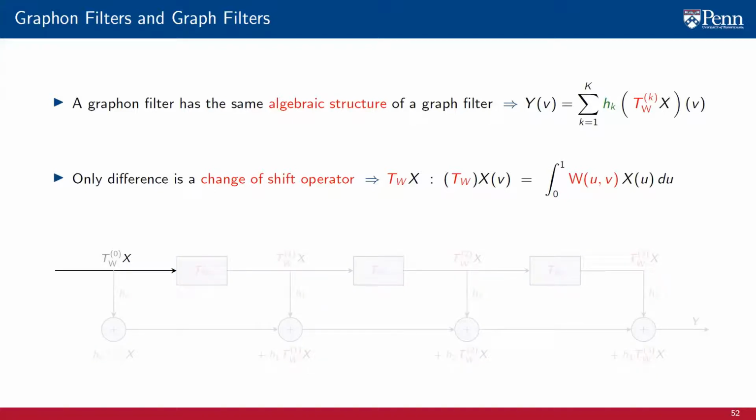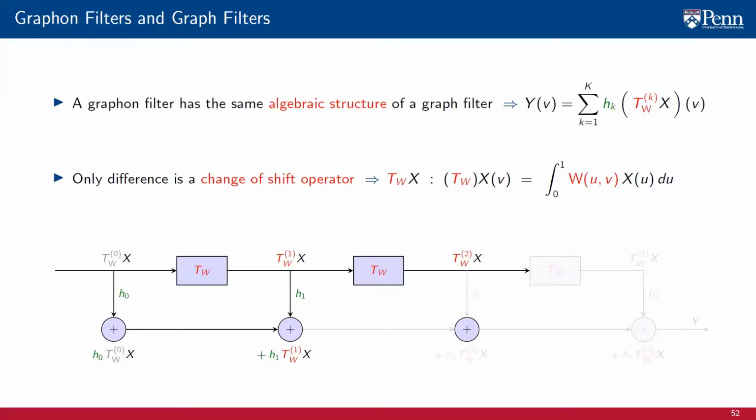To construct the output of a Graphon filter, we start with the input signal X, which, when modulated by the initial filter coefficient H0, will be the first element used to construct the output. We then apply the Graphon shift operator TW to the input signal, observing the first diffusion of the Graphon signal given by TW^1 of X. That quantity is scaled by the corresponding filter tap, H1, which will be summed with the previous element in the sequence to construct the output of the filter.